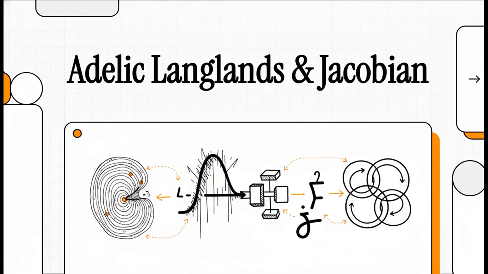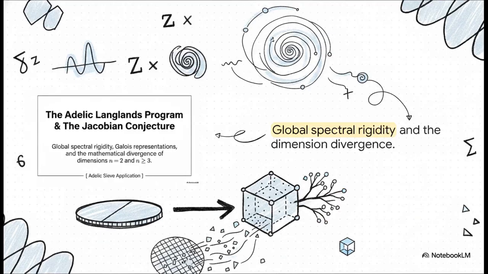Welcome to The Explainer. Today, we're doing something really exciting. We're going to walk step by step through an absolute mathematical masterclass. We'll be looking at exactly how the Adelic Langlands program demystifies one of the most stubborn, infamous mysteries in all of math, the Jacobian conjecture. All right, let's dive right in.